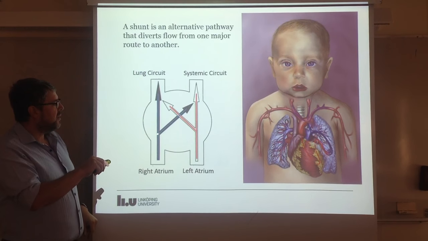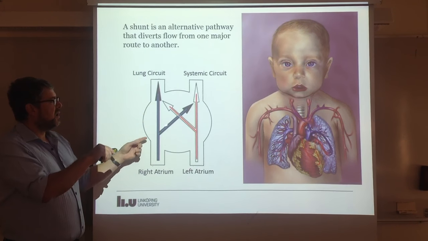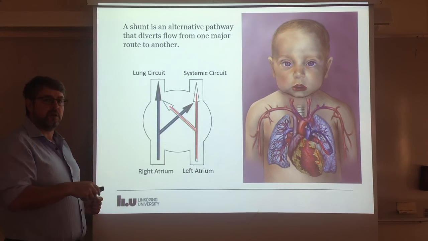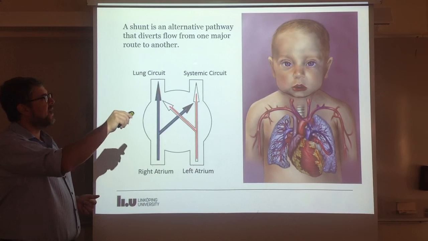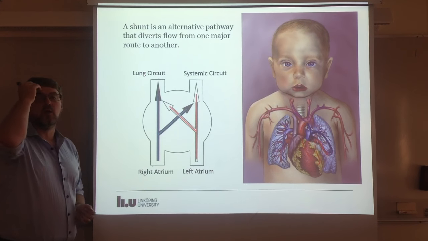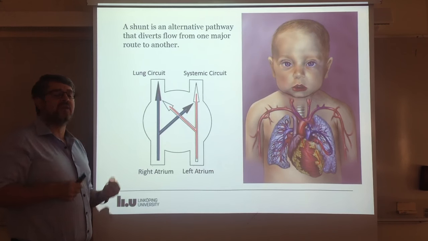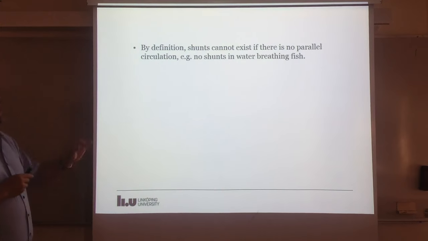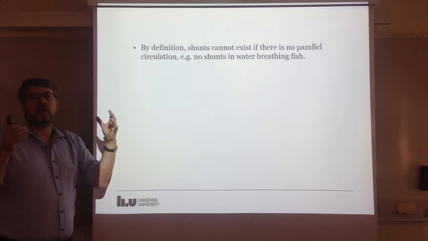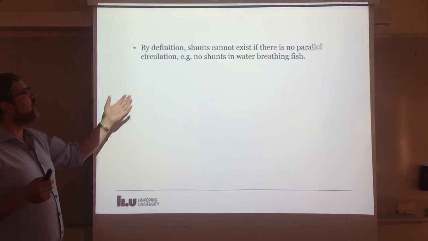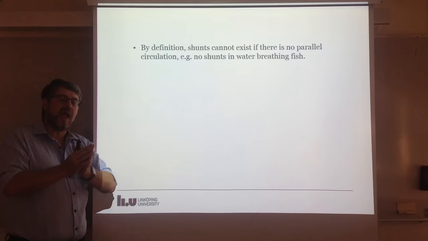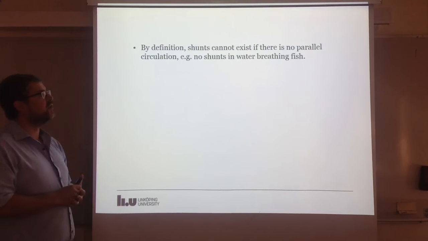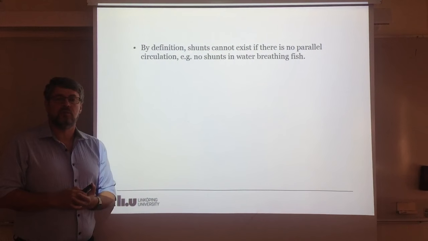Or deoxygenated blood, instead of going to the lungs to become oxygenated, going into the systemic circuit, with the result that the blood that is distributed in the aorta is simply less saturated with oxygen. Of course, by definition, there are no shunts if there is no parallel circulation. So if we look at vertebrates as a whole group, we cannot have shunts in water-breathing fish.